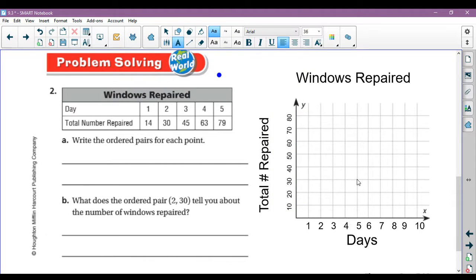Okay, so I had to do it sideways like that because I couldn't flip them. It would have taken me forever to do it the other way. But you get the idea that across these are your total number of repairs. So over here, let's go back over and do our ordered pairs.